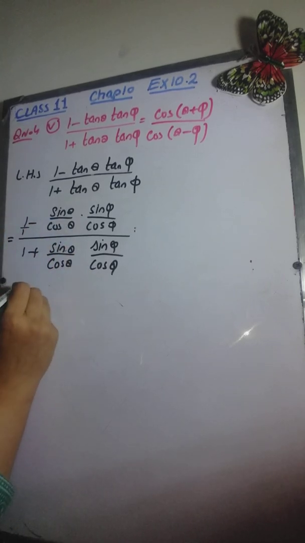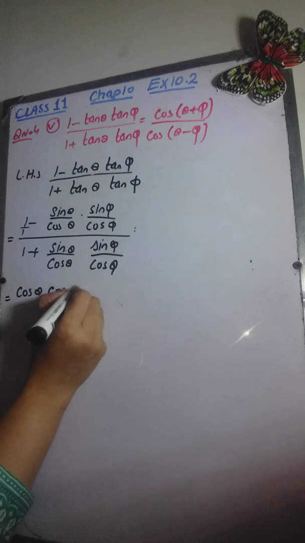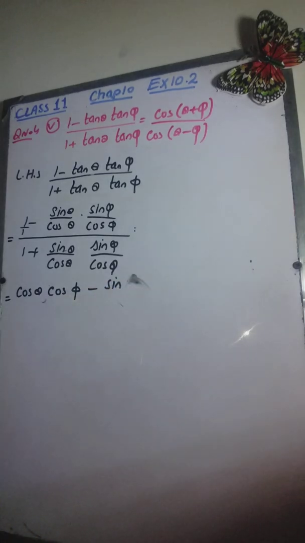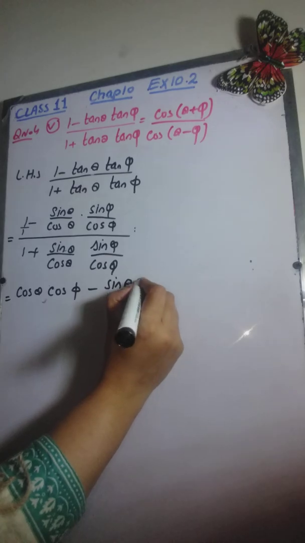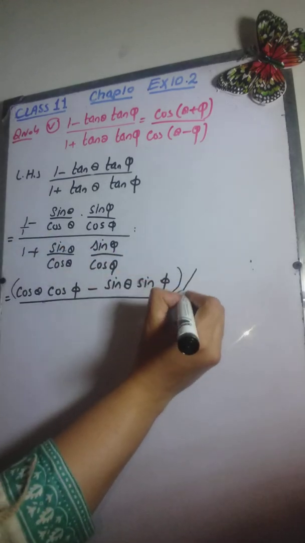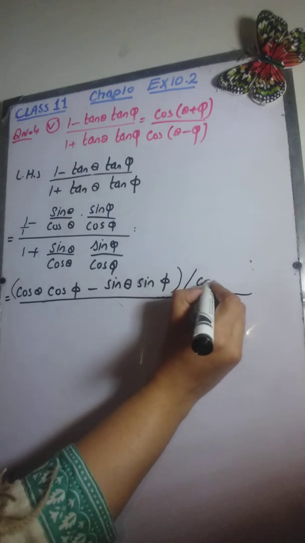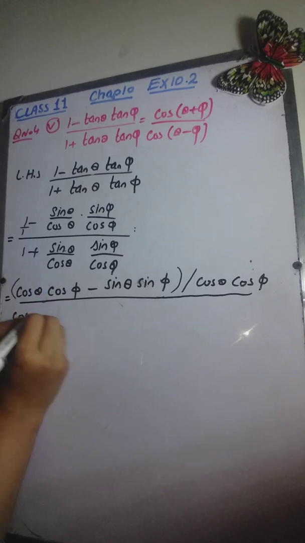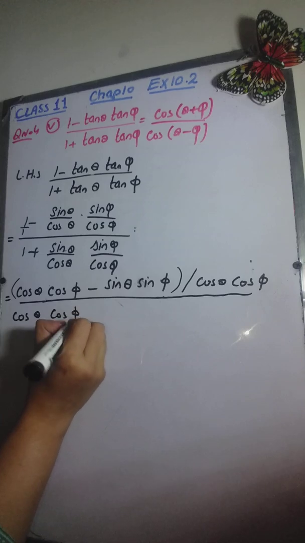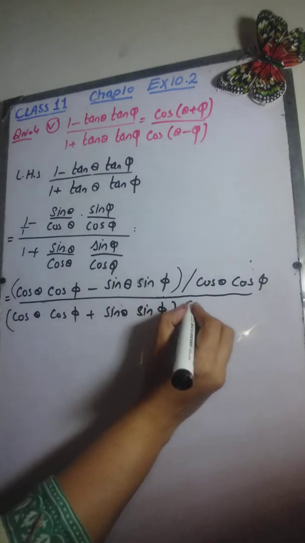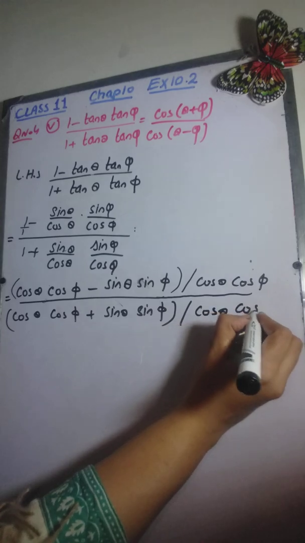Taking the LCM, cos of theta into cos of phi minus sine of theta into sine of phi over, in the denominator we will have cos of theta and cos of phi. Similarly, taking the LCM over here, we will have cos of theta cos of phi plus sin theta sin of phi over cos theta and cos of phi.